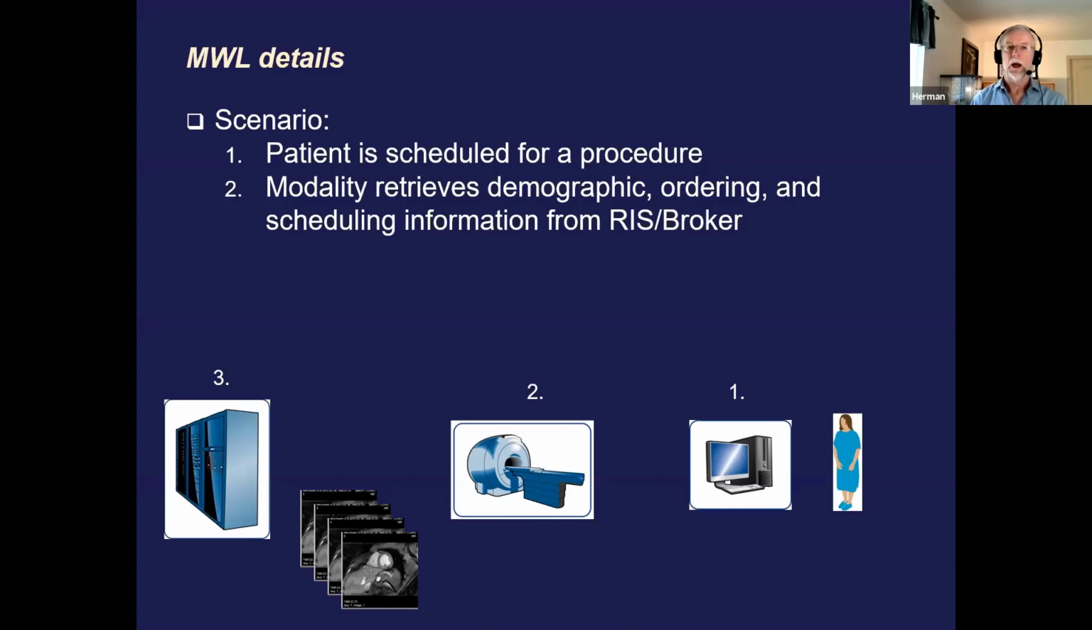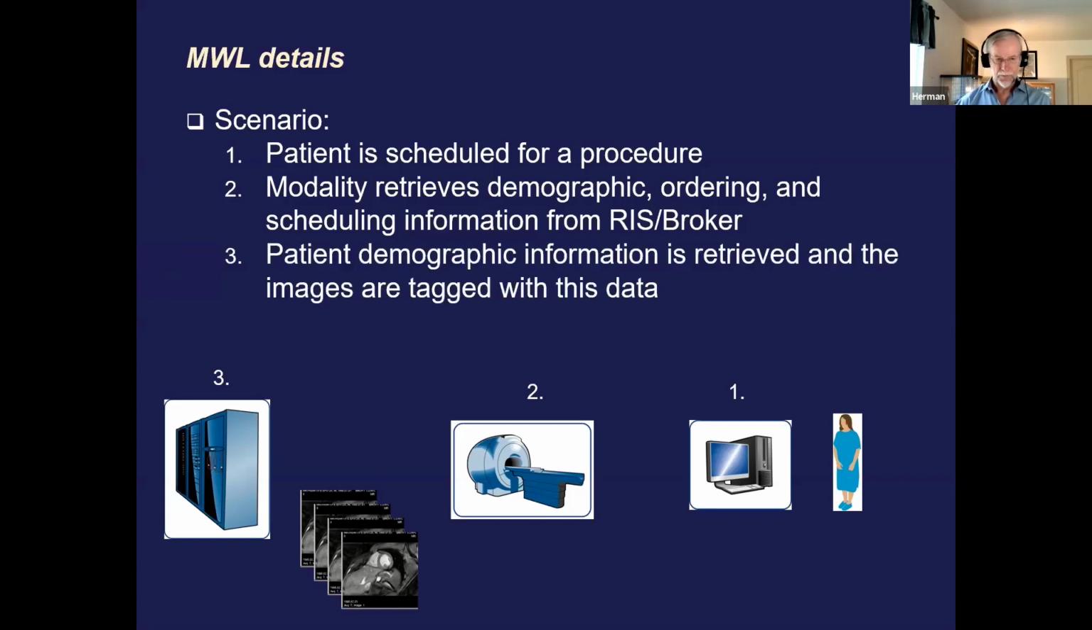We need to know, if we do an X-ray, what do we do an X-ray of: the extremity, 2-view, 3-view, chest, PA lateral, and so on. So ordering information. And then scheduling information, which we basically use as a filter, like tomorrow morning, 9 o'clock, right? From the RIS or the broker. So that's the information that's being retrieved. Patient demographics are then retrieved, and the images are tagged to this data.